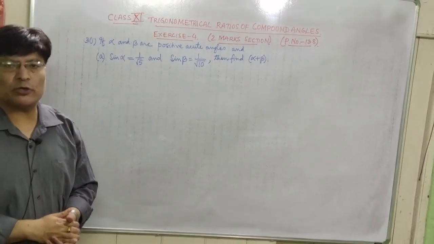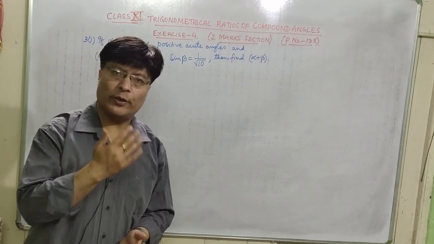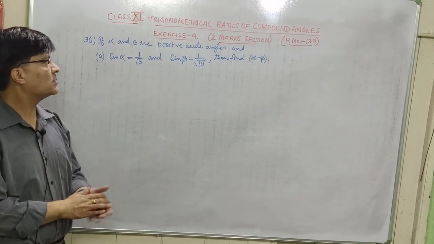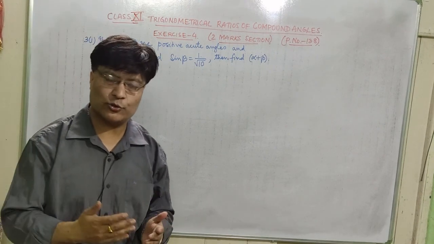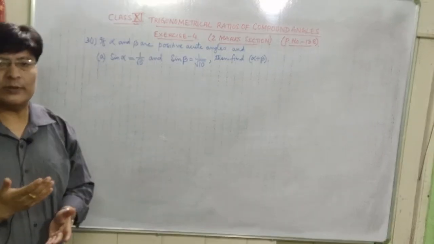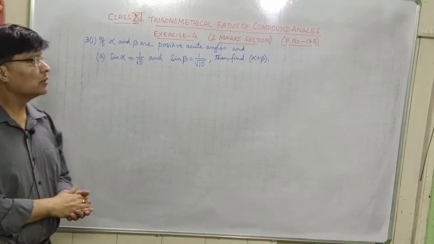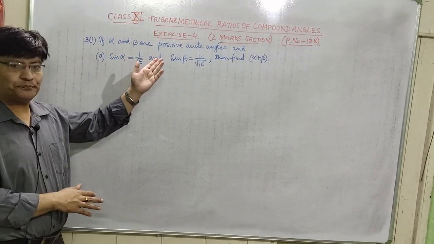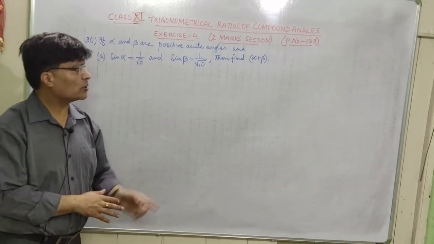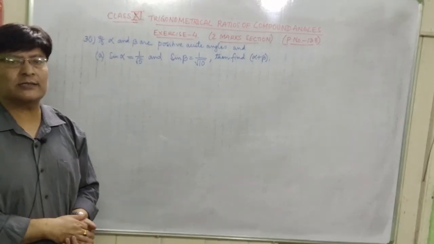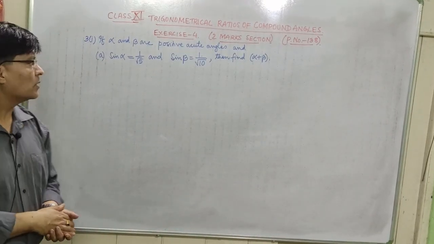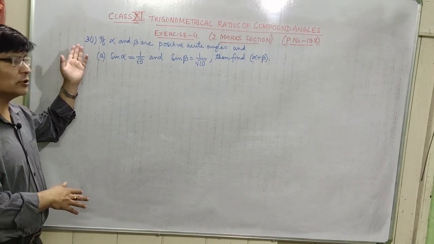The topic is the same topic that we were doing in the last online class, that is trigonometrical ratios of compound angles. So today is the continuation class of this chapter. Same Exercise 4, 2 mark section, page number 138 from the book Higher Mathematics for Class 11 by SND. So let us do this question number 3.